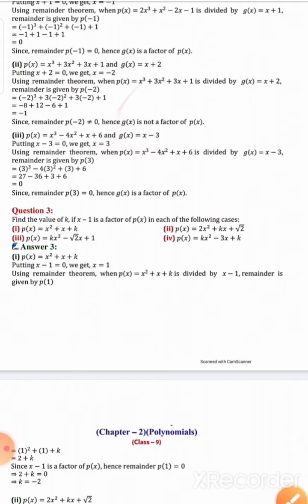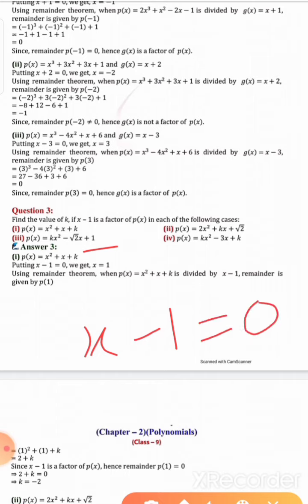So let us start to solve. Here in question number 1, first we write our polynomial p(x) = x² + x + k. Here x − 1 is a factor of our polynomial. So first we find the root of the linear equation x − 1. Putting x − 1 = 0, we get x = 1. Using the remainder theorem, p(x) = x² + x + k is divided by x − 1. The remainder is given by p(1).